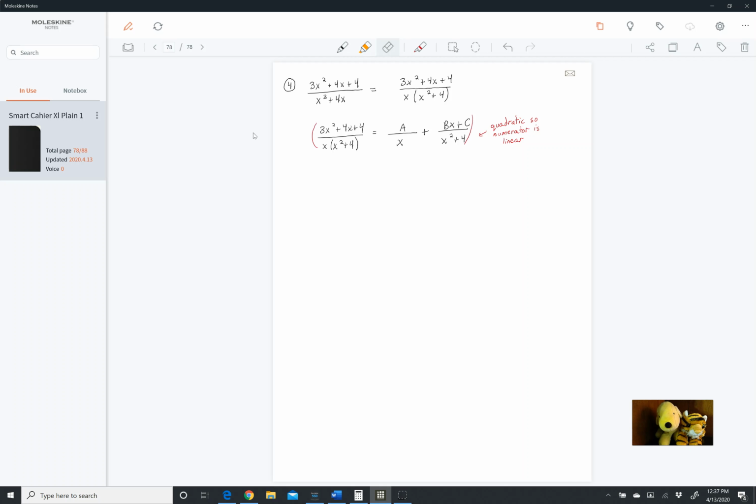So we know that we multiply both sides. Notice I put parentheses around the whole thing. So when I do that, I'm saying you're multiplying everything in the equation. You've seen that before. This is going to cancel. And what we wind up with is 3x squared plus 4x plus 4 is equal to a times x squared plus 4, plus bx plus c, times x.